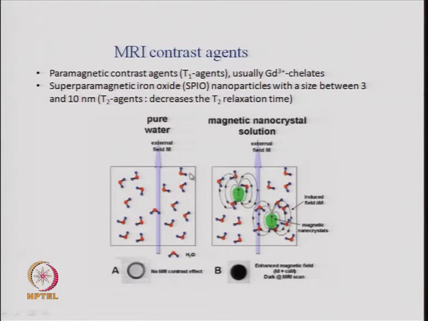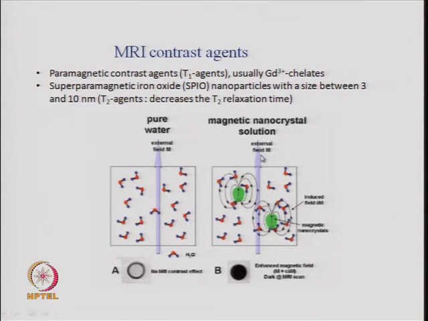So, for example, you see on the left side, there is water here, and you apply a magnetic field, and the water molecules are shown here, and the magnetic resonance should create a contrast, but you do not see much contrast here. Whereas, in the same solution, if you add some magnetic nanocrystals to the water, these green ones are magnetic nanocrystals, and so there will be a magnetic field associated with this magnetic particle, which will give you a net magnetic moment like shown by this arrow inside the particle.